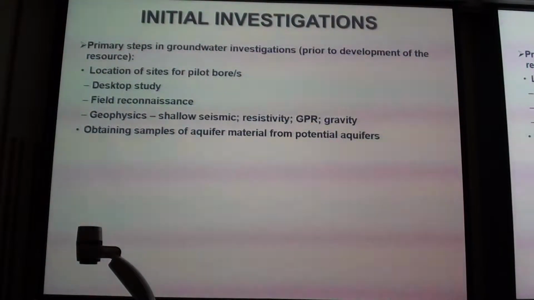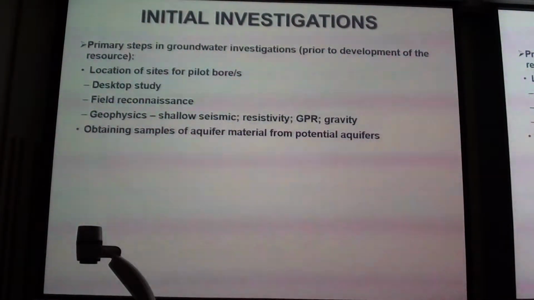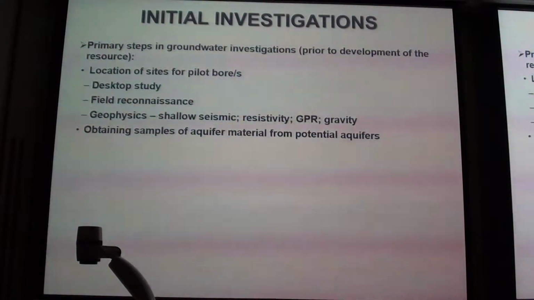Okay, obtaining samples of aquifer material from potential aquifers is really important. Okay, what is the stuff you're dealing with? What is the aquifer? Is it a sandstone aquifer? Is it a fractured rhyolite or ignimbrite aquifer? Okay, is it confined? Is it unconfined? All those things. Okay, so you need samples and stuff as well. You'll get that from drilling holes.